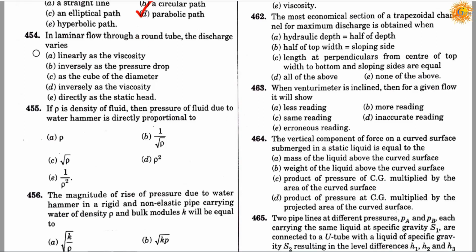Question number 454. In laminar flow through a round tube, the discharge varies: Option A, linearly as the velocity. Option B, inversely as the pressure drop. Option C, as the cube of the diameter. Option D, inversely as the viscosity. Option E, directly as the static head. Correct answer is D, it will be inversely as the viscosity.